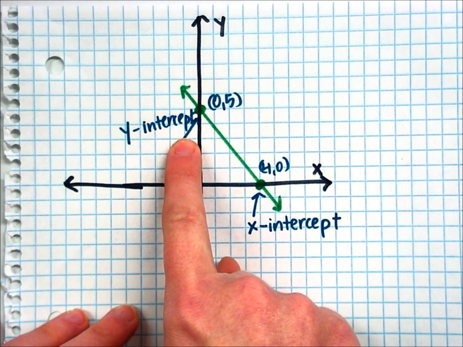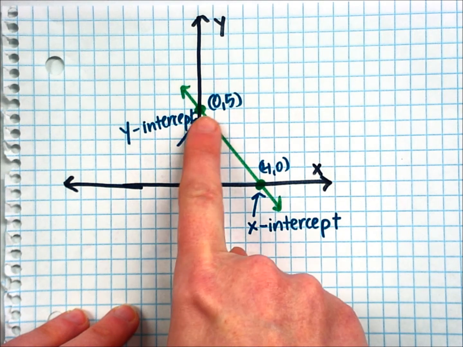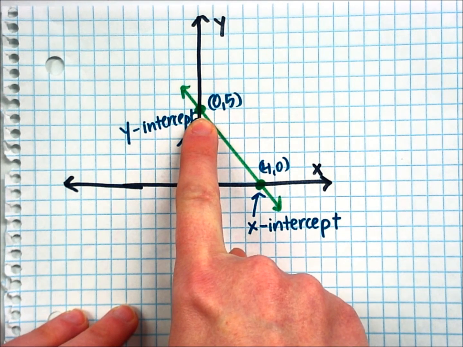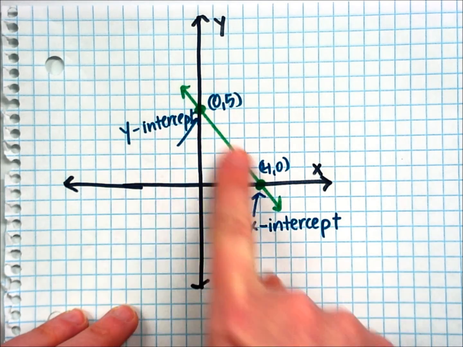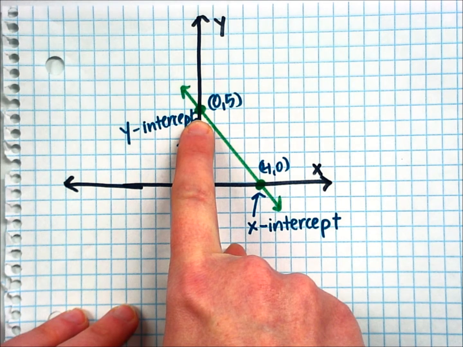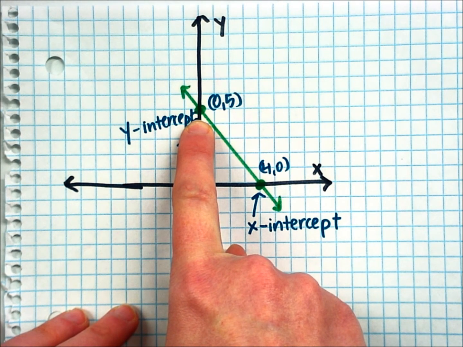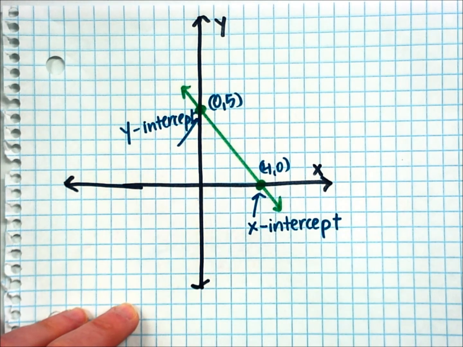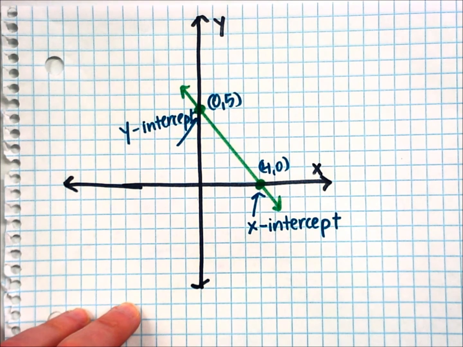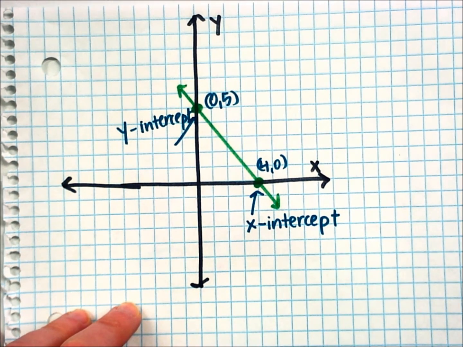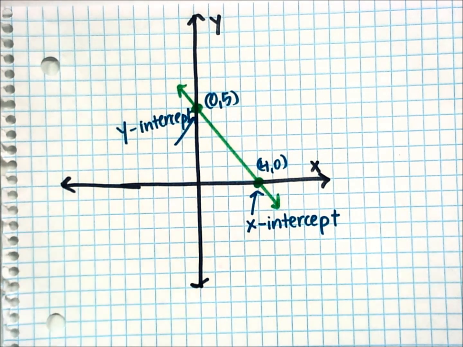In this example, the y-intercept is the point (0, 5), or we might just say that the y-intercept is 5, because the line crosses the y-axis at y equals 5, or the point (0, 5). Now that we know what an x and y-intercept are, we can use these two to help us graph linear equations.